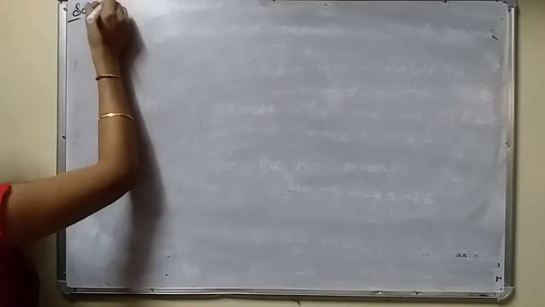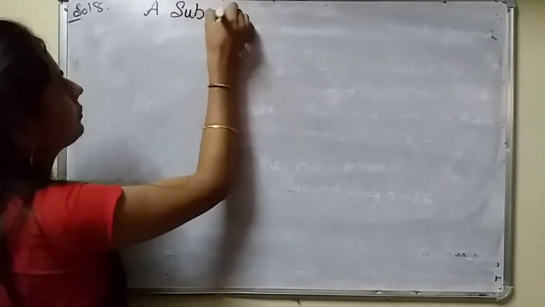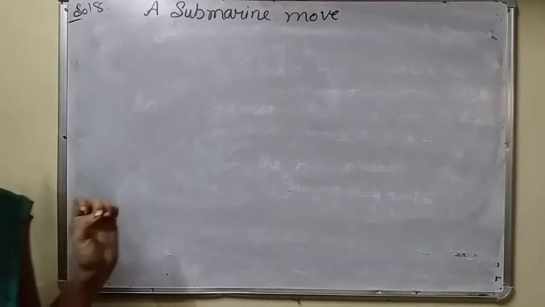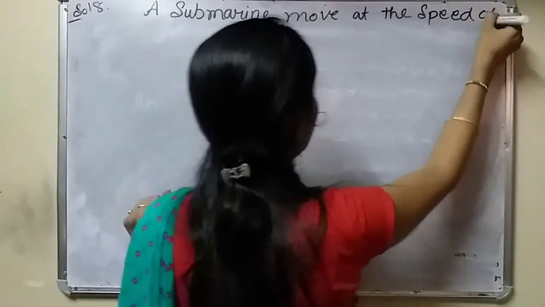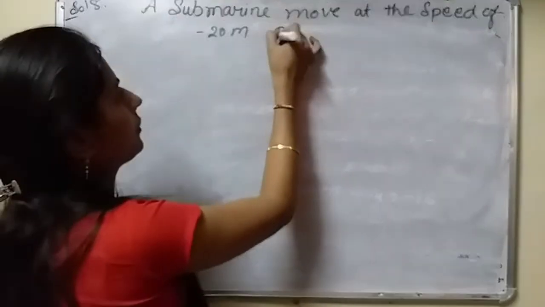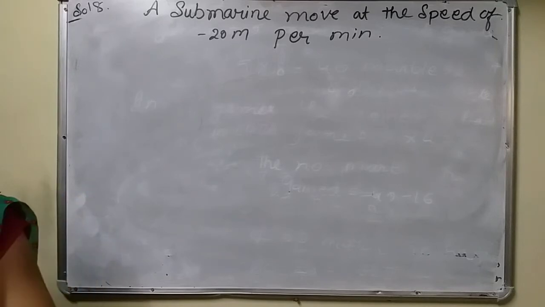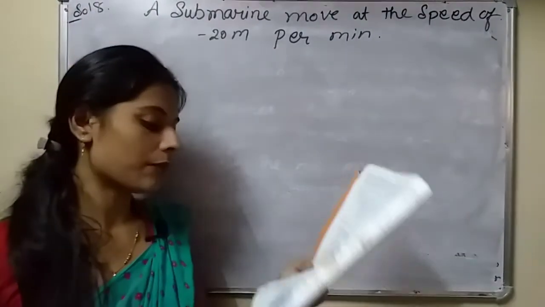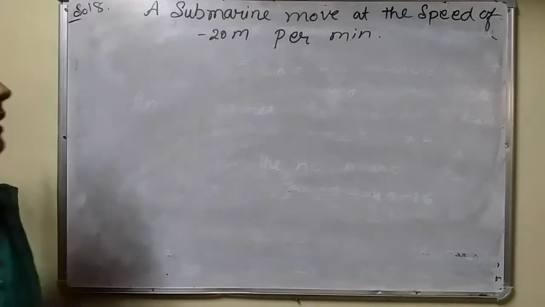Solution number 8. A submarine moves at the speed of -20 meter per minute. Okay. That means it is submerged 20 meters below sea in 1 minute.